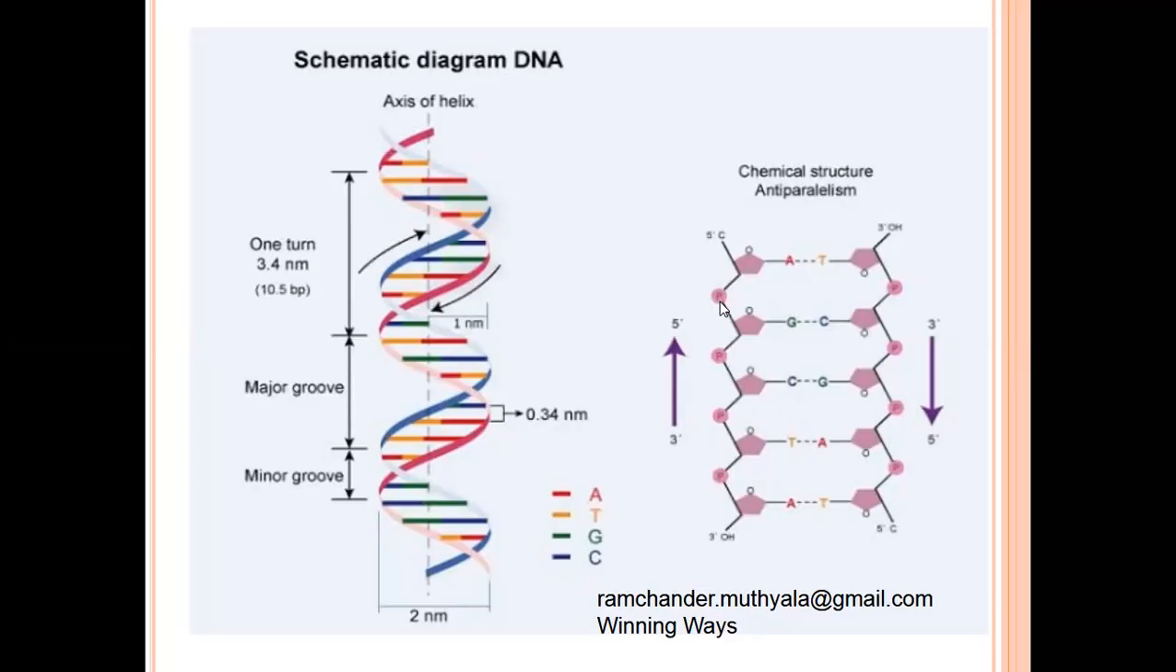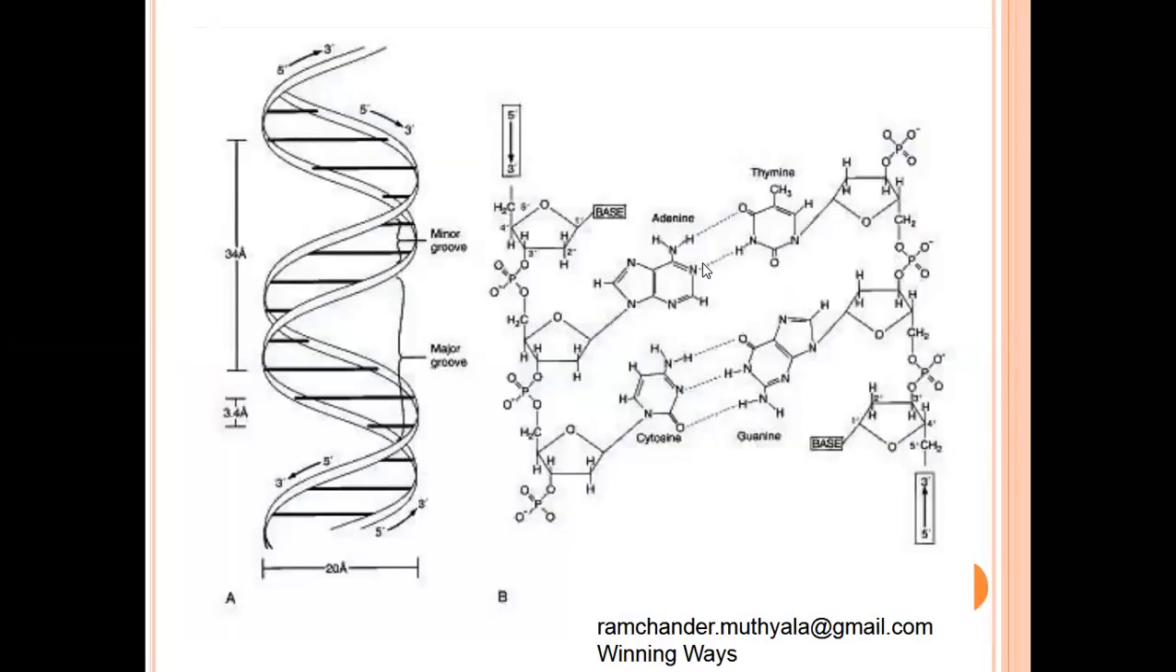Between the phosphoric acid and deoxyribose sugar, an ester bond is present. One phosphoric acid binds with two sugar molecules through two ester bonds, which are also called phosphodiester bonds. The sugar molecules are connected with the nitrogenous bases: adenine, thymine, cytosine, guanine.